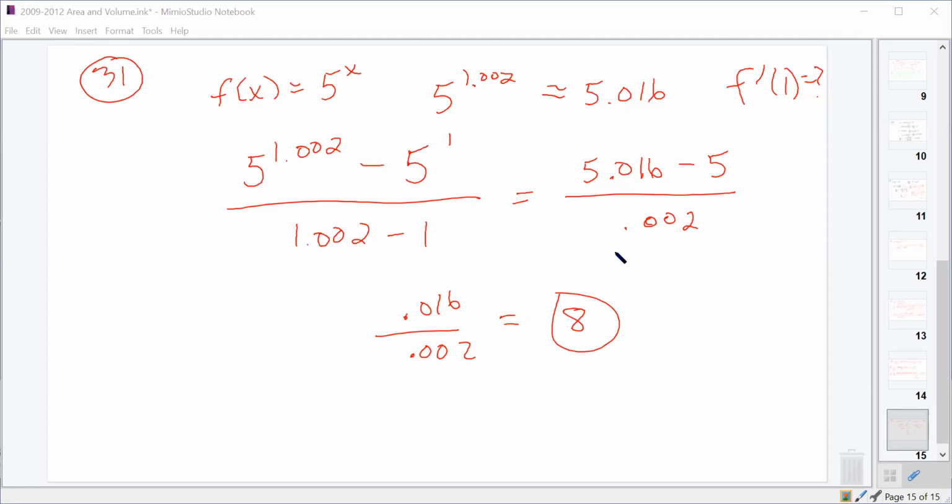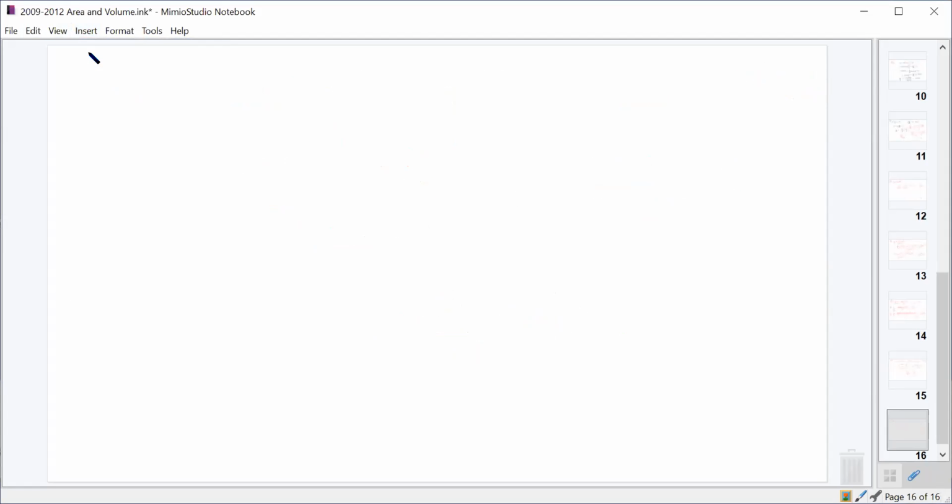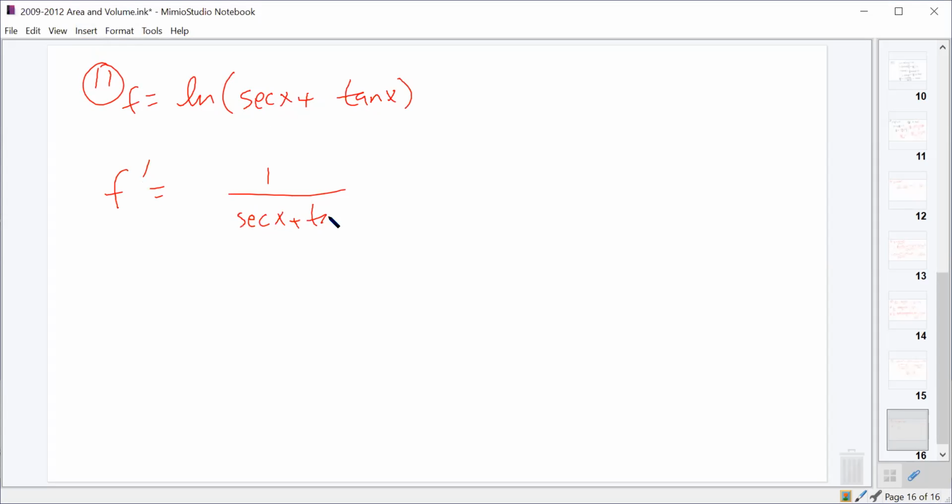Let's see here. I believe the next one I had was 11. So for 11, we're looking for the derivative of natural log of secant x plus tangent x. So this is natural log of u, so it should be 1 over u. So 1 over secant x plus tangent x times the derivative of secant x plus tangent x. Derivative of secant is secant x tangent x, and the derivative of tangent x is secant squared x. And my guess is they simplify this down.